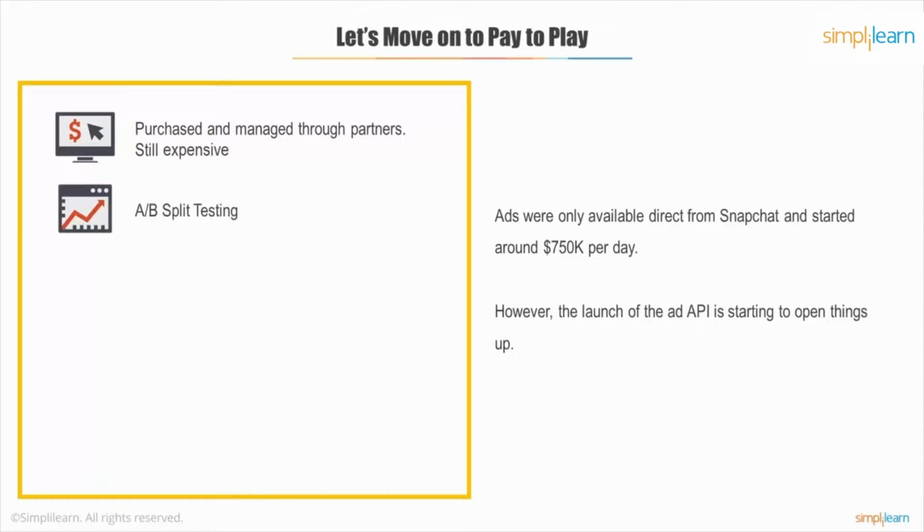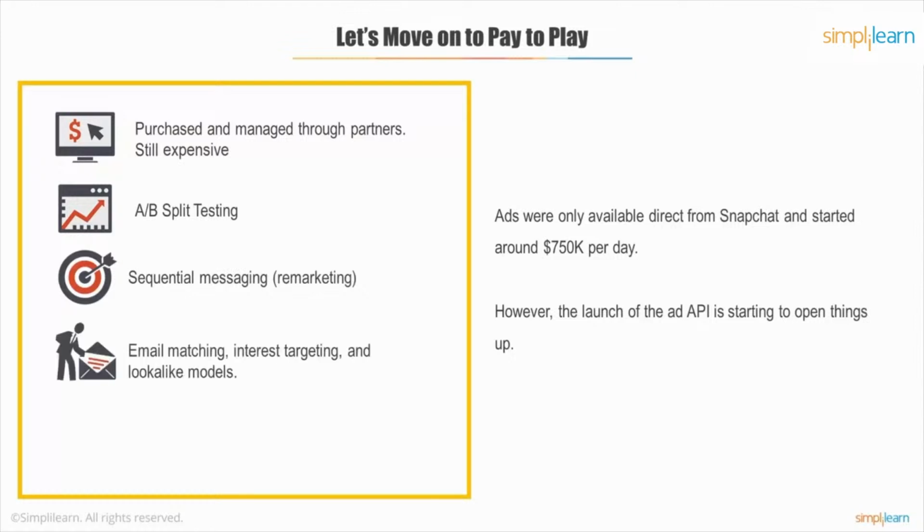Now, for those of you who do have big brand or big budgets available for your big brand, A/B split testing is currently available. You can do sequential messaging and remarketing. You can go in and do email matching, interest targeting, and things like lookalike models. When it comes to tracking things, Snapchat ads will track impressions, it'll track swipe up rates, it'll track screen caps, and a couple more things.